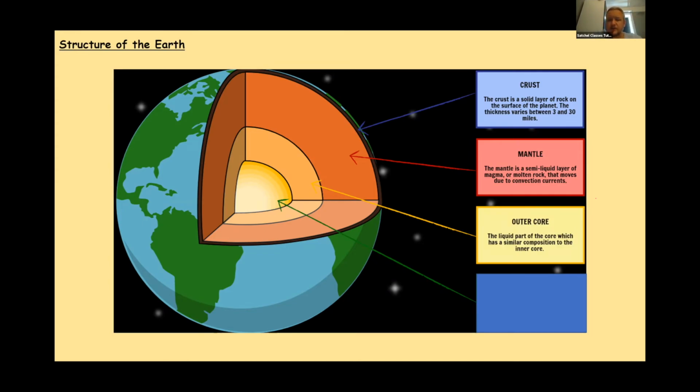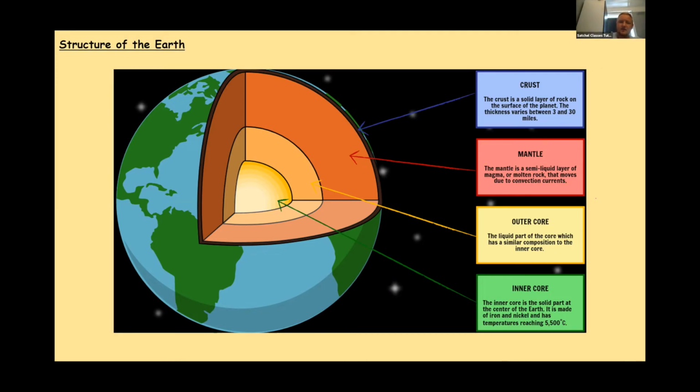The outer core is the liquid part of the core of the Earth, which has a similar composition to the inner core. The inner core is the solid part. Due to high pressure and temperature, it should be liquid metal, but the high pressure keeps it as solid. It's iron and nickel, and it reaches a temperature of about 5,500 degrees.